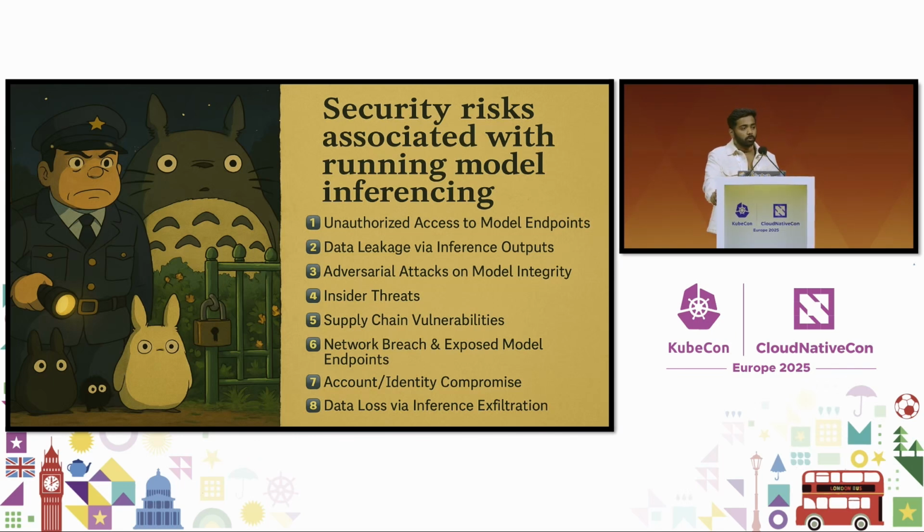Similarly, network breach and exposed model endpoints. If your models are exposed, then they can be spammed and overloaded with traffic. Similarly, identity compromise, like your access keys, names, usernames, you are sharing to a lot of websites, right? That can be exposed. That is PII, as we say. Then data loss, like even if the model itself isn't breached, an attacker can use some tricks to leak the data from it and query it really nicely, so your model gets confused.